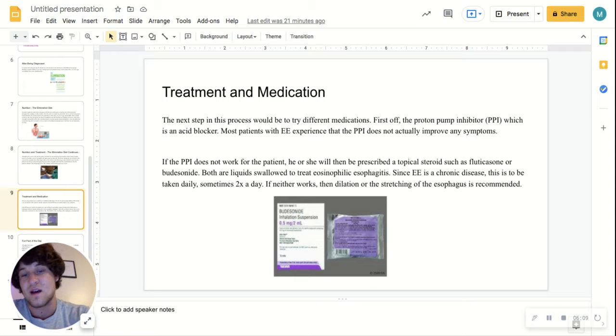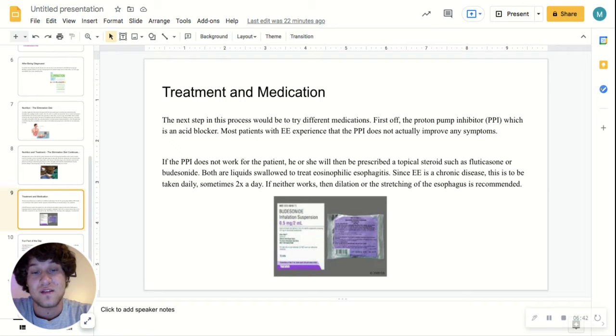If the PPI does not work for the patient, he or she will then be prescribed a topical steroid such as fluticasone or budesonide. And both are liquids swallowed to treat eosinophilic esophagitis. Sorry, it's really hard to pronounce. But since EE is a chronic disease, this is to be taken daily and sometimes twice a day, depending on how bad your food allergies are.